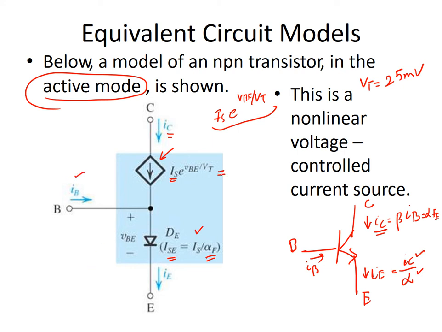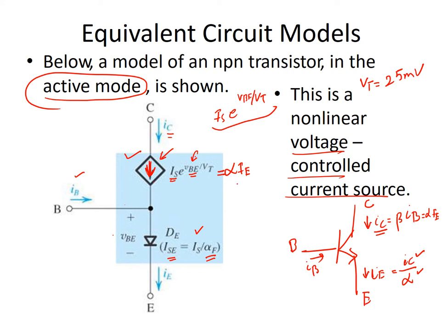We can also model this as alpha times IE. In this model, the collector current depends on the voltage, so this is called a voltage-controlled current source. It is a current source that depends on the base-emitter voltage. If the base-emitter junction is forward biased and the collector-base junction is reverse biased, then current flows in the NPN transistor.